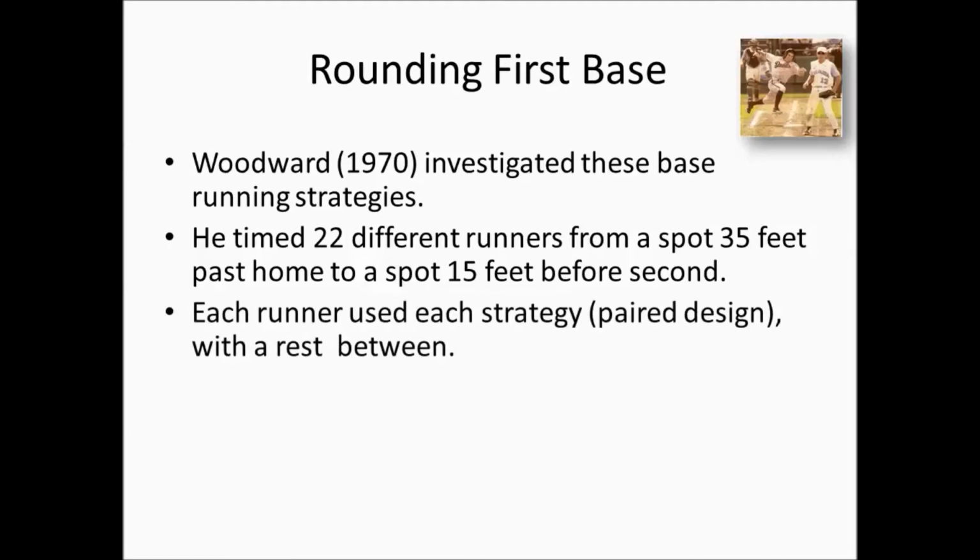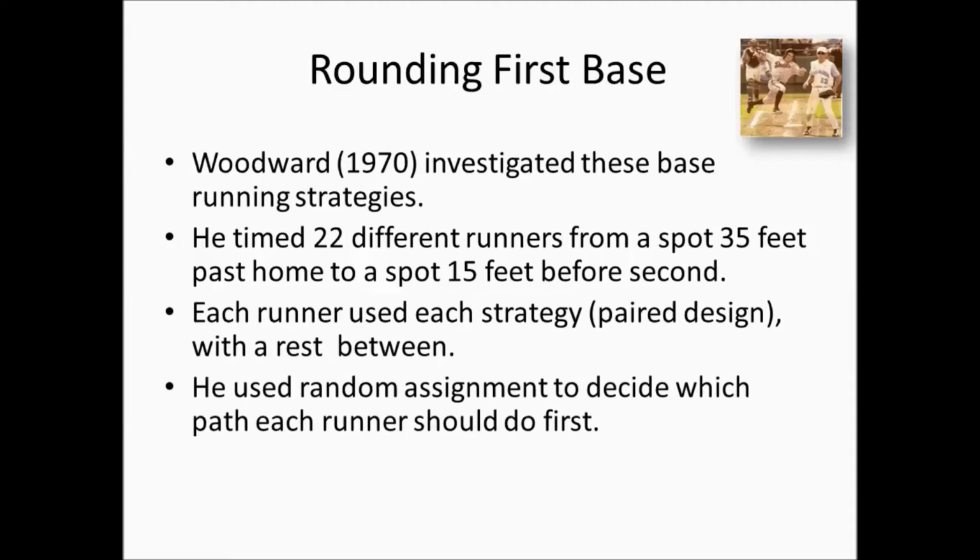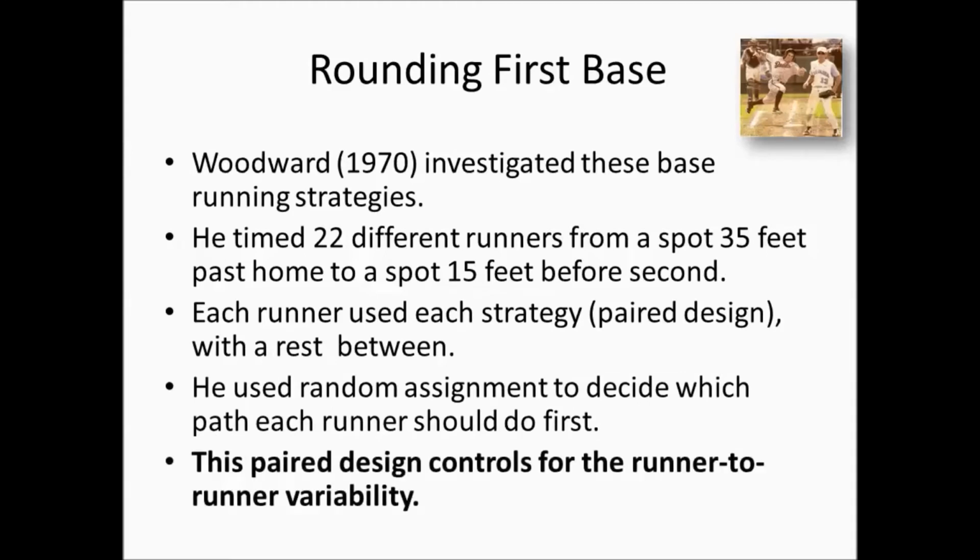Each runner used both methods with a rest in between. Therefore, this is a paired design. Woodward, of course, used random assignment to decide which path each runner would do first. It is important to note, as we will see, this paired design controls for runner-to-runner variability.